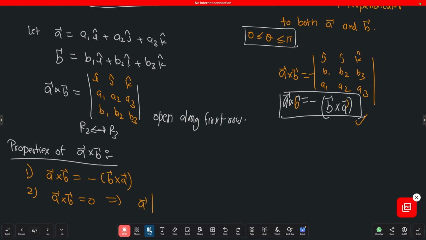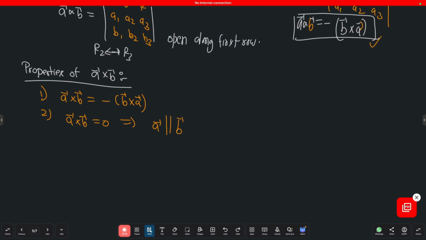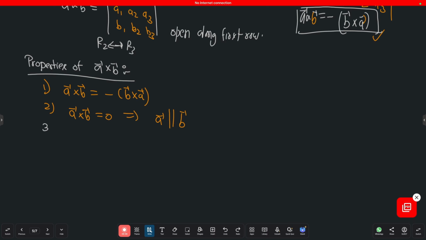Okay. Secondly, if A cross B equals 0, A cross A equals 0, it implies that A vector is parallel to B vector. Okay, this is the symbol of parallel, two parallel lines. If A cross B is 0, it implies that A is parallel to B vector. Third property, sin theta equals mod A cross B upon mod A mod B. And this is useful while solving problems. Later I will get it.